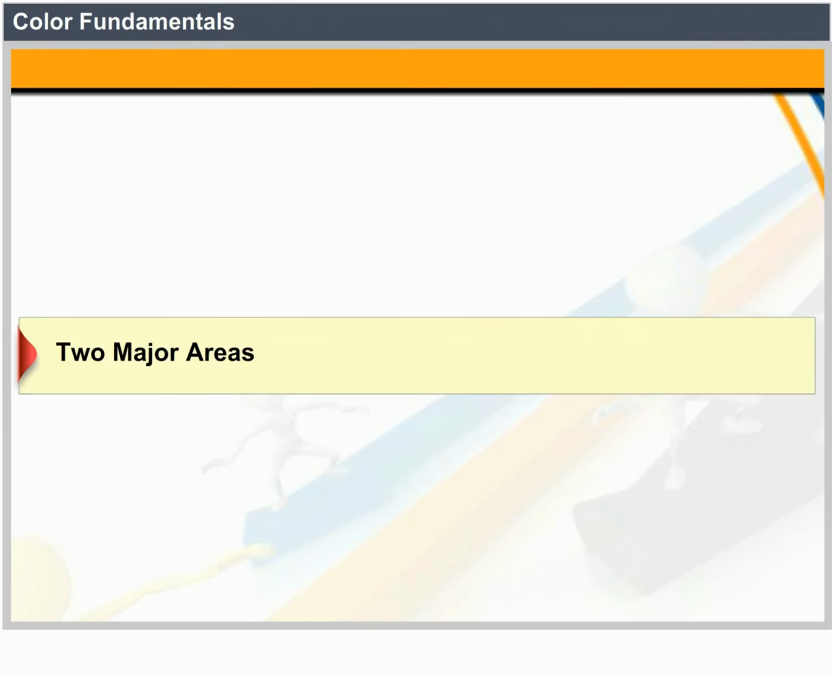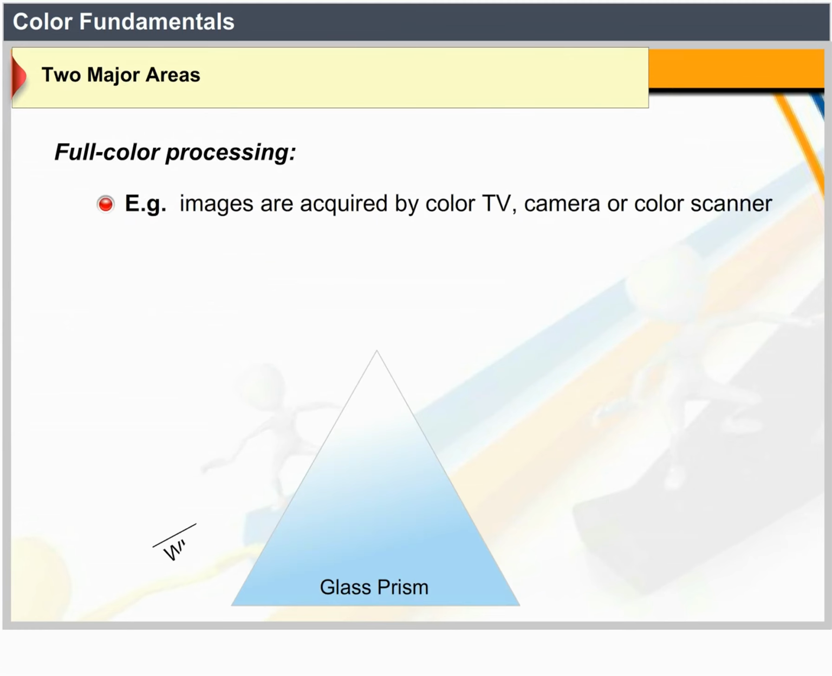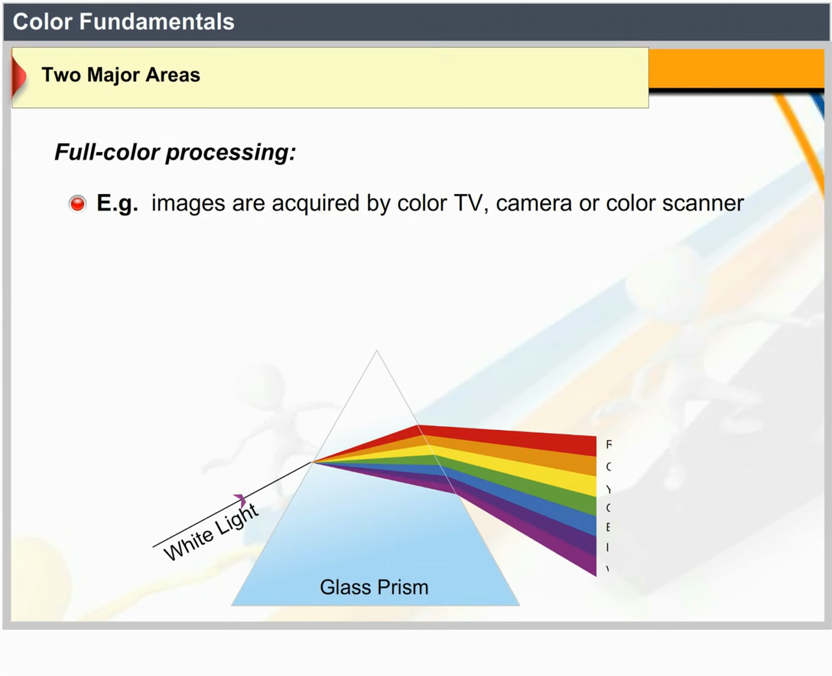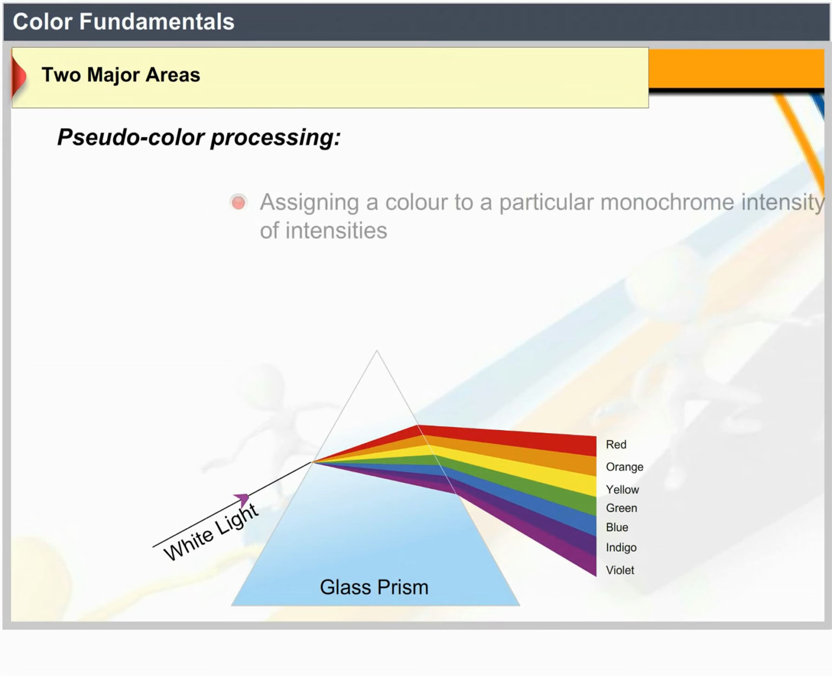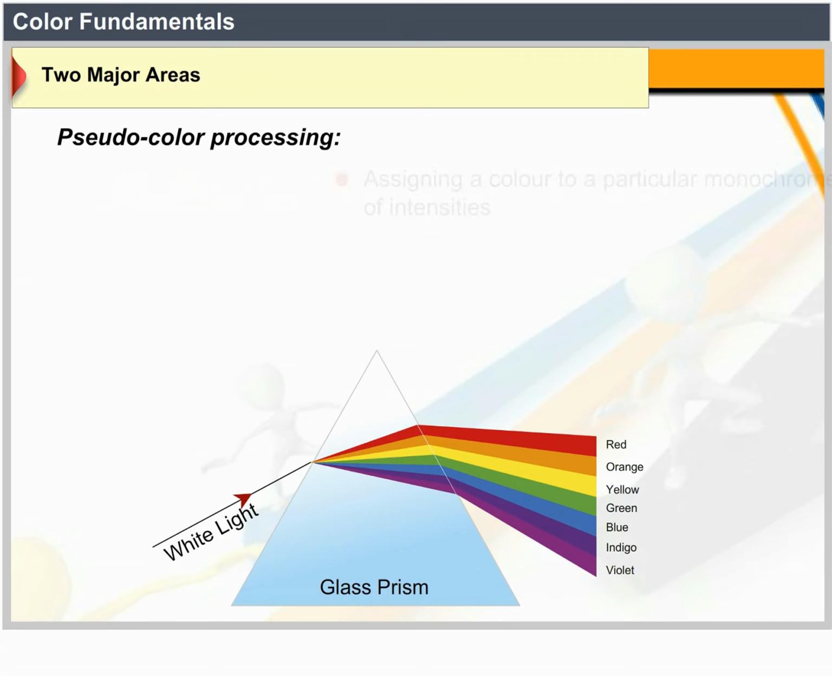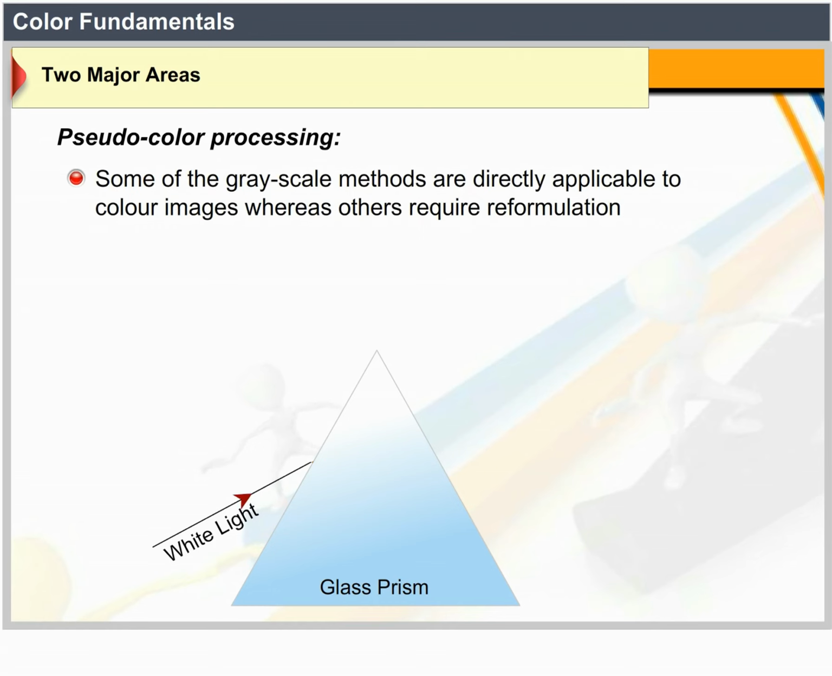Two major areas. Full color processing, for example, images acquired by color TV camera or color scanner. Pseudo-color processing: assigning a color to a particular monochrome intensity or range of intensities. Some of the grayscale methods are directly applicable to color images, others require reformulation.